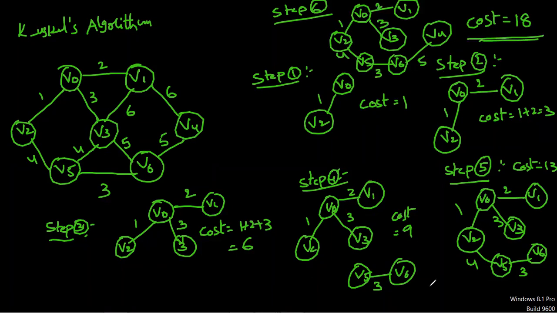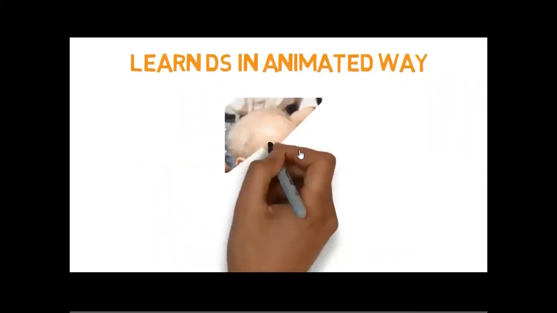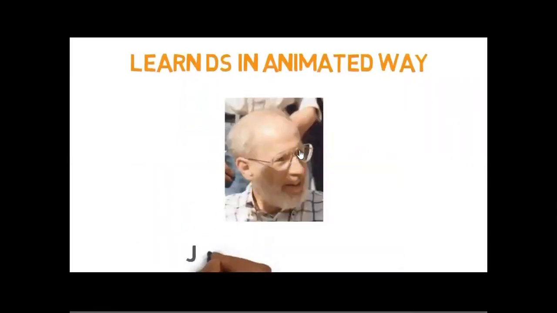In this type, we have to construct the Kruskal algorithm to find the minimum cost spanning tree. For better understanding, we will see one animated video about Kruskal's algorithm. And he is the father of Kruskal's algorithm, Joseph Kruskal.